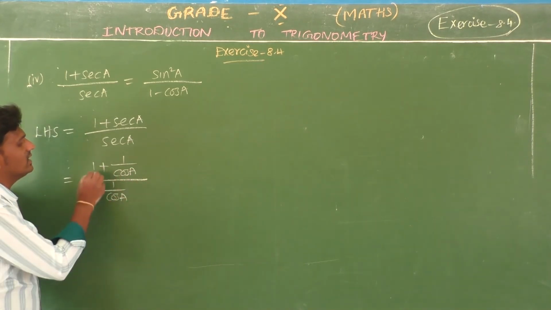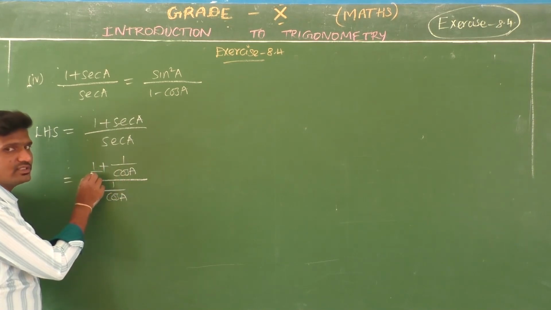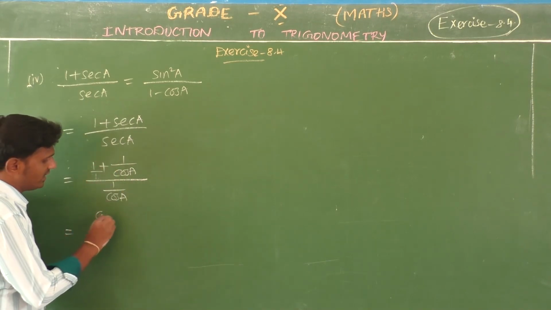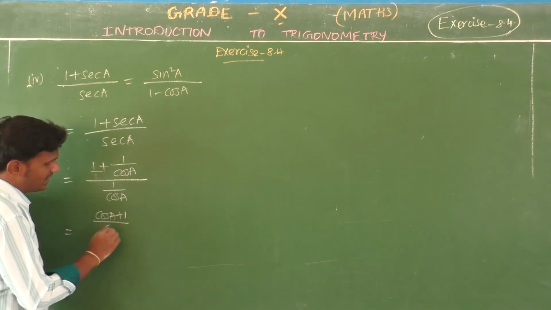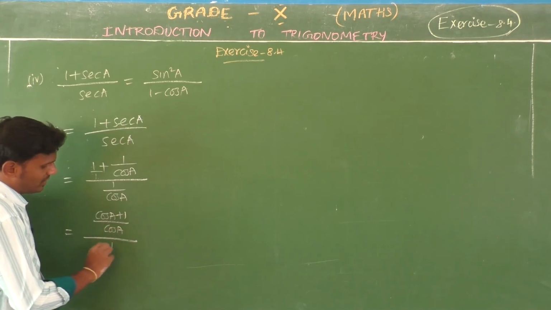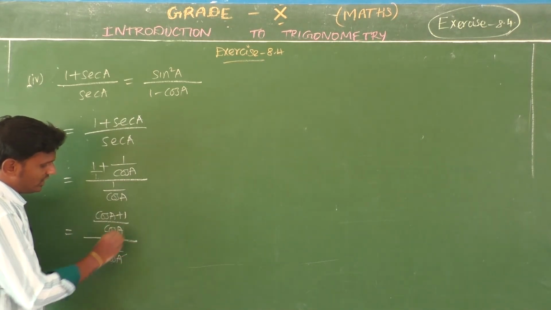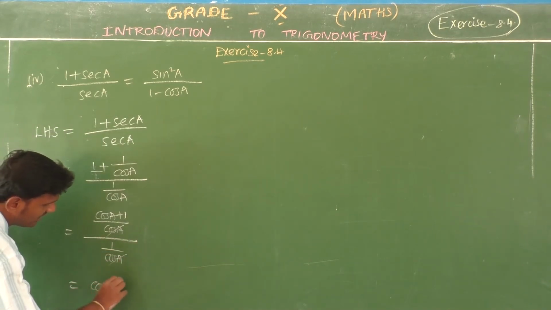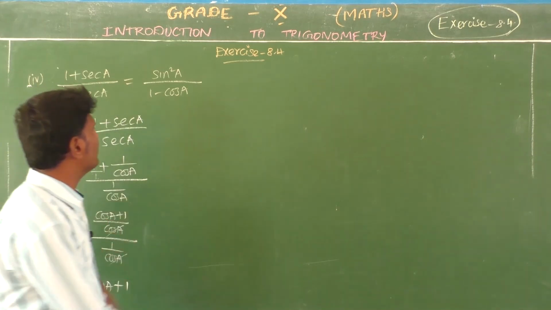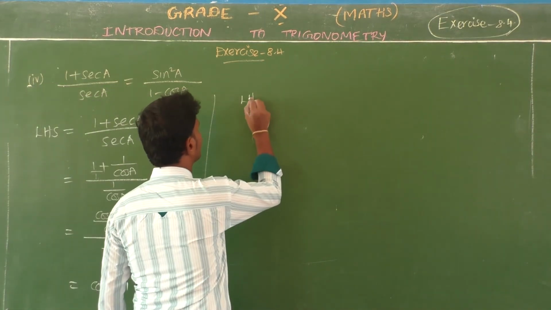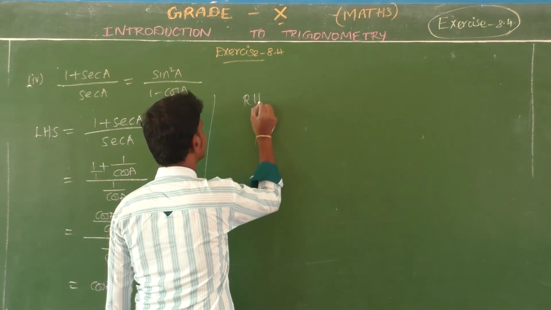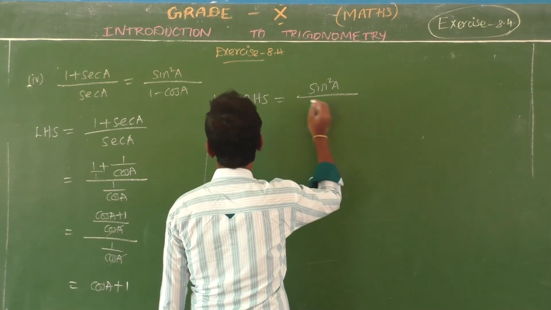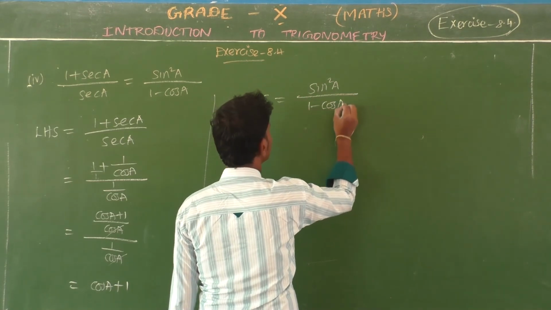Now in the numerator you have two terms, so I am going to take a cross multiplication. So cos A into 1, that is cos A, plus 1 by cos A, the whole divided by 1 by cos A. Here cos A will be cancelled. Now the final answer is cos A plus 1. Now I am going to take the right side, RHS, which is sin square A whole divided by 1 minus cos A.